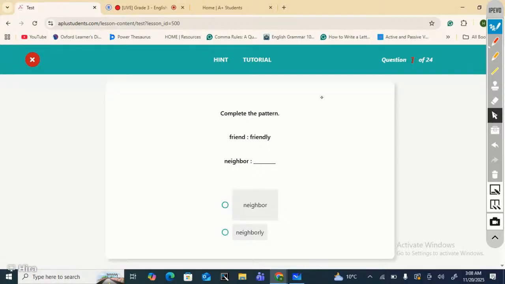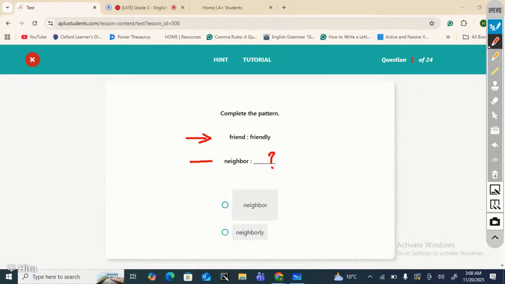Okay, let's complete the pattern. We have one word pattern analogy, friend, friendly, and the other pair has a missing word. So this word is missing here. We have to complete the word pattern analogy. So, neighbor, what will be the other word to complete this pattern? Neighbor or neighborly?